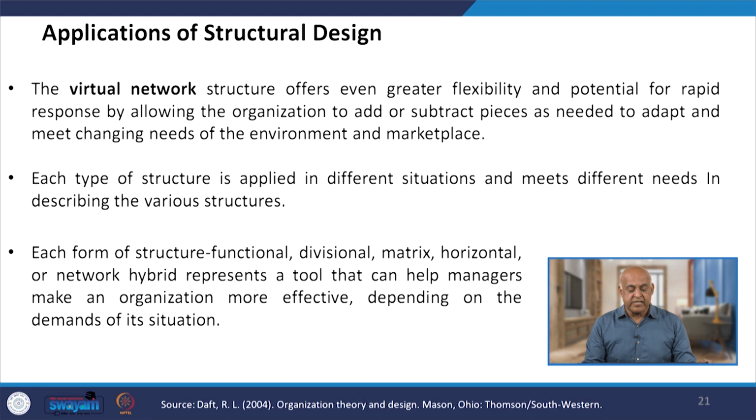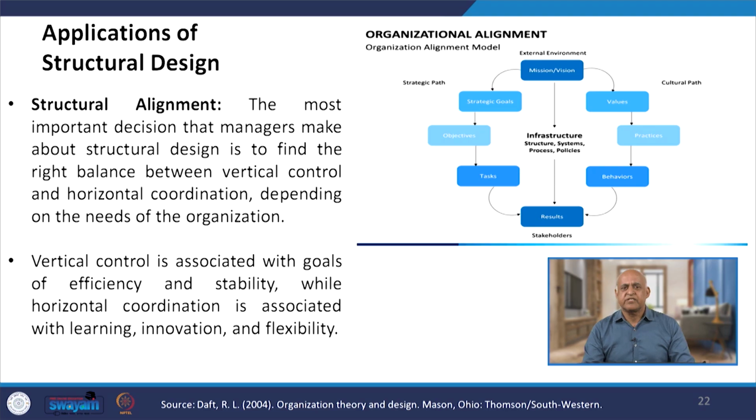Each type of structure is applied in different situations and meets different needs in describing the various structures. One form of the structure, functional, divisional, matrix, horizontal, or network hybrid, represents a tool that can help managers make an organization more effective depending on the demands of its situation or its customers. This is the application of structural design.